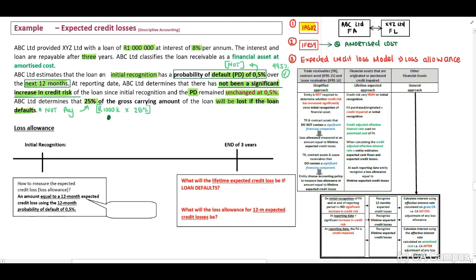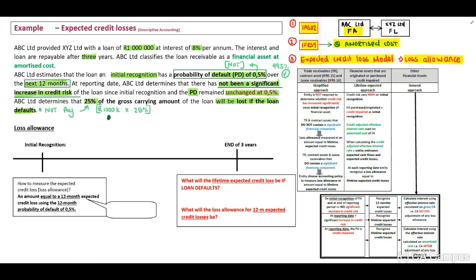Step 1, in terms of IAS 32, we've identified that this is a financial asset in the records of ABC Limited. In terms of IFRS 9, they've provided us with a classification, a financial asset at amortized cost. Now we have identified that there is a possible credit loss, and we need to use our expected credit loss model to calculate the loss allowance. Now, when you refer to our table, we have identified in terms of IFRS 9 that our financial assets will be divided into 3 categories.